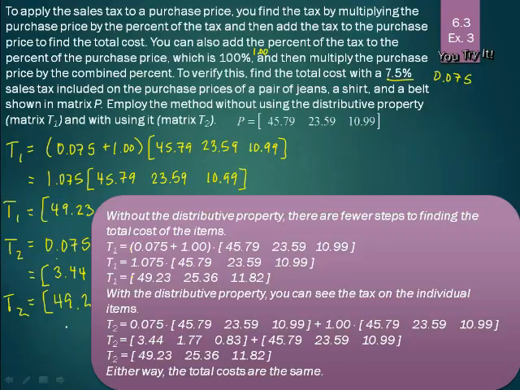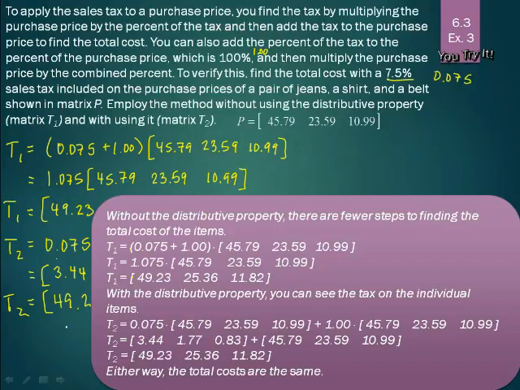T sub 1 equals 75 thousandths plus 1 times 45 and 79 hundredths, 23 and 59 hundredths, 10 and 99 hundredths. T sub 1 equals 1 and 75 thousandths times 45 and 79 hundredths, 23 and 59 hundredths, 10 and 99 hundredths. T sub 1 equals 49 and 23 hundredths, 25 and 36 hundredths, 11 and 82 hundredths.